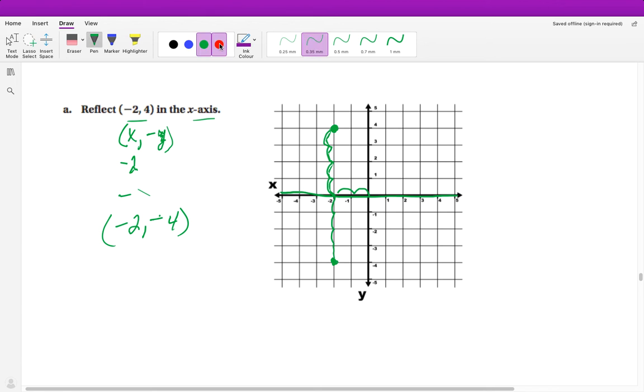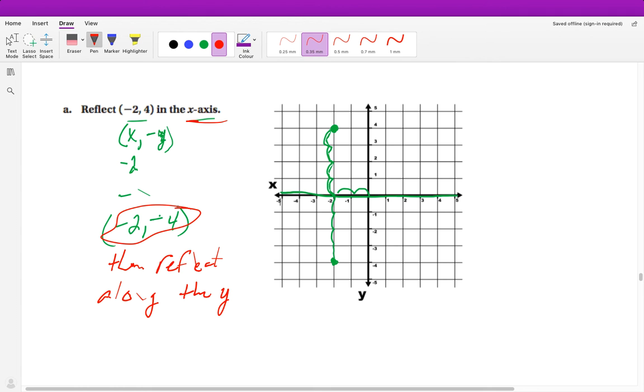All right, now, the last example that I was going to do is not only going to have you do it in the x-axis, but then it was going to say, now, after you do this, then reflect, sorry about this, it's just acting up, along the y. So after we did that, then we were going to say, well, let's reflect this along our y-axis.